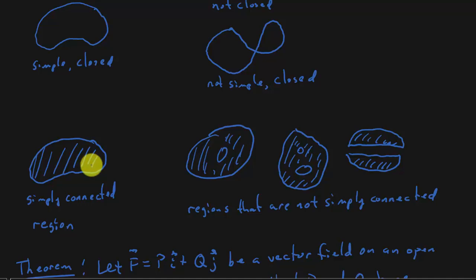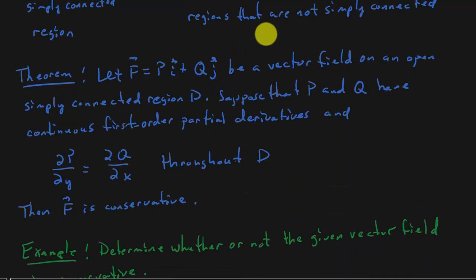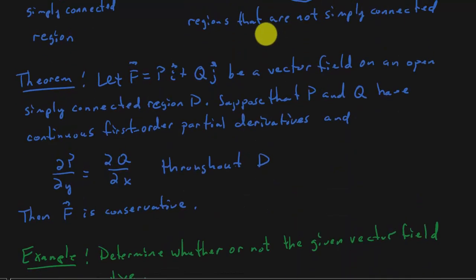And then we have a simply connected region and regions that are not simply connected. See how these two have holes in them and this one's split. Okay? And we're fixing to get to the examples.